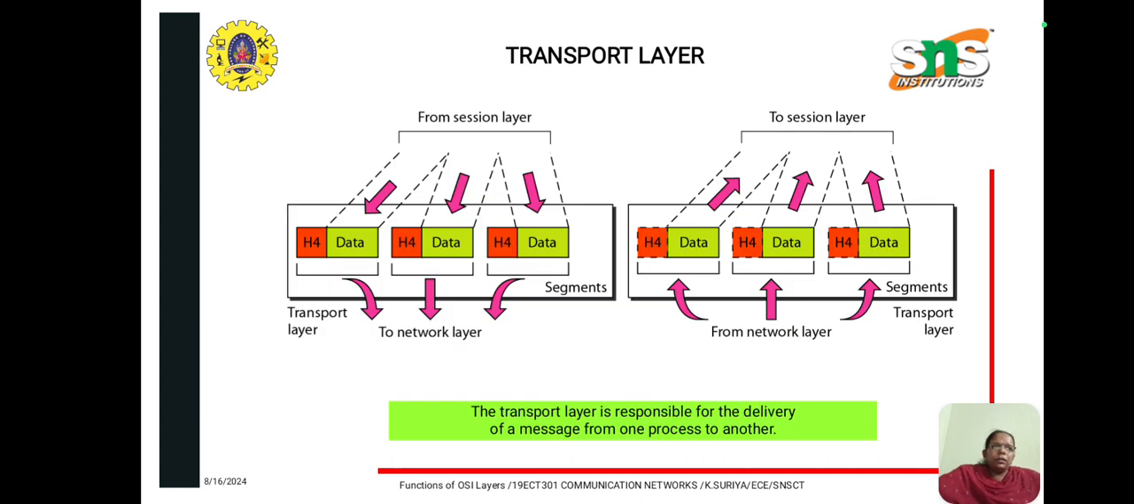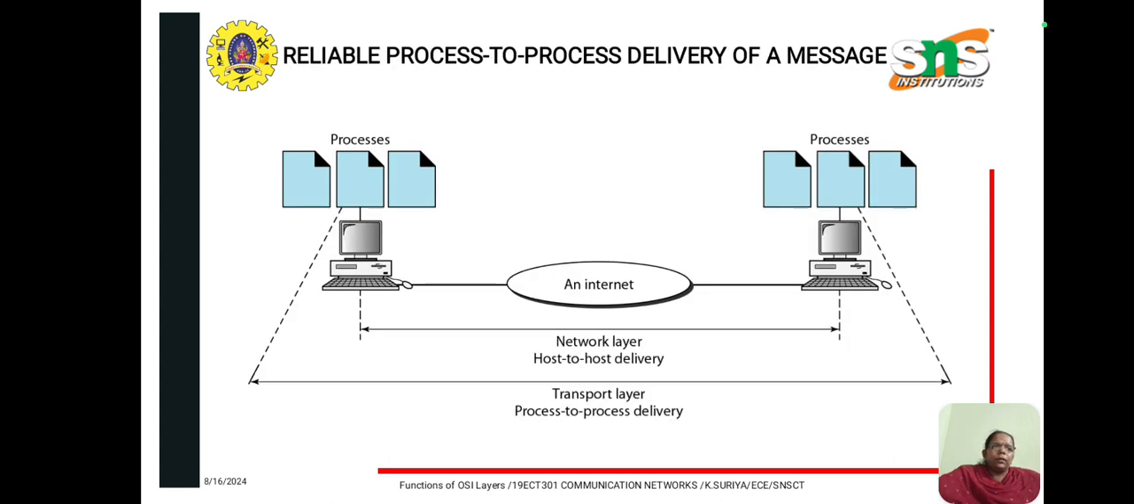So the figure here shows the relationship of the transport layer to the network and session layers. It also shows the segments, and each and every segment has a header. The transport layer is responsible for the delivery of message from one process to another. This diagram mentions the functions of the transport layer in clear, where the message is delivered from one process to the other process. So it is process to process delivery in the transport layer and host to host delivery in the network layer.